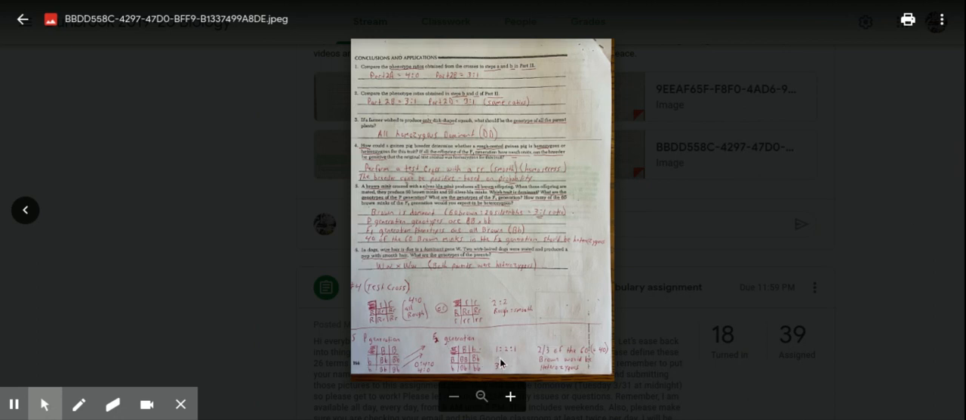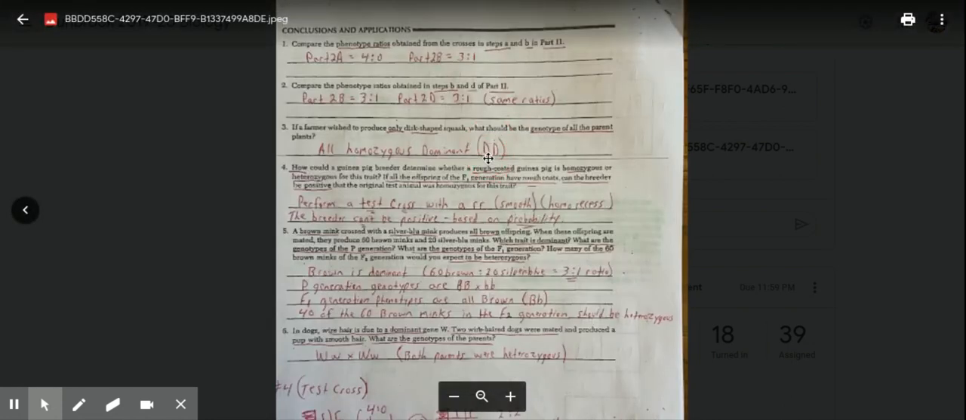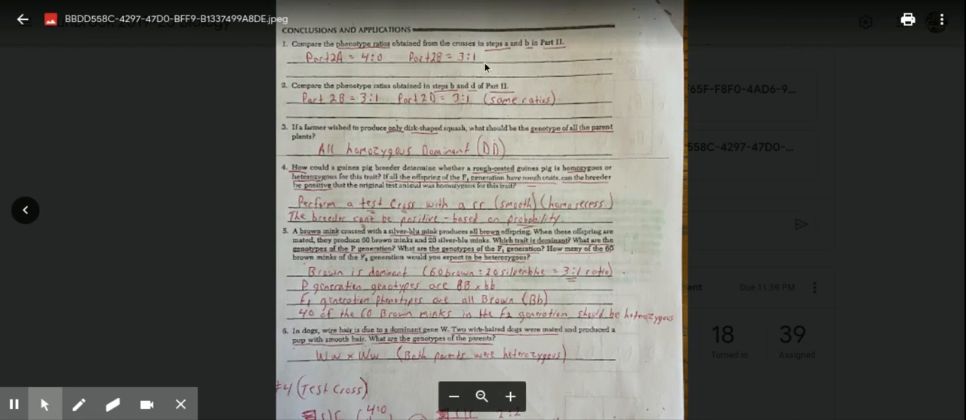All right, next page. Sorry about the chicken scratch on here, but I think you can kind of make sense of it. Again, you should have this in front of you as well. For number 1, it just said compare the phenotype ratios for steps A and B in part 2. Well, part 2A, ratio is 4 to 0, phenotype ratio. Remember, it's 2 numbers in the phenotype ratio. And for part 2B, it was 3 to 1. And that's because the parents were different, so you would expect different ratios.